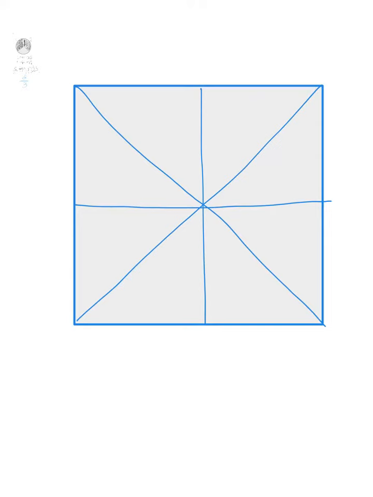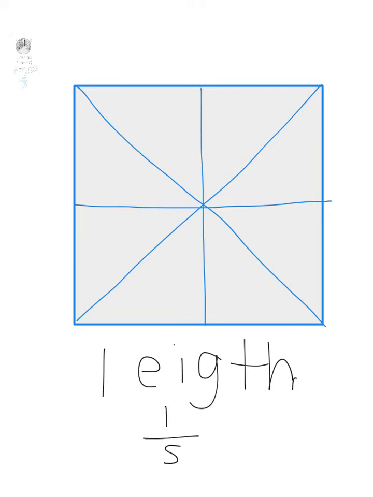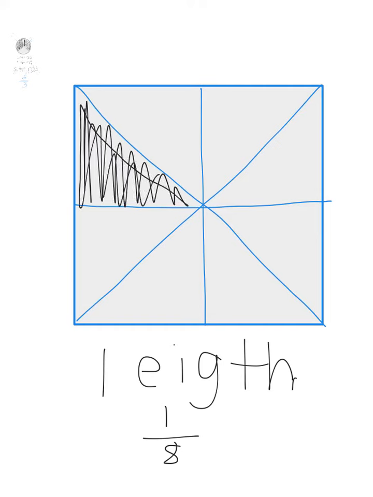My square is broken up into eighths. The unit fraction is 1/8. I can write this unit fraction in fraction form, 1/8. I'm going to shade 1/8 to show my unit fraction. I'm going to make 5 copies of my unit fraction.